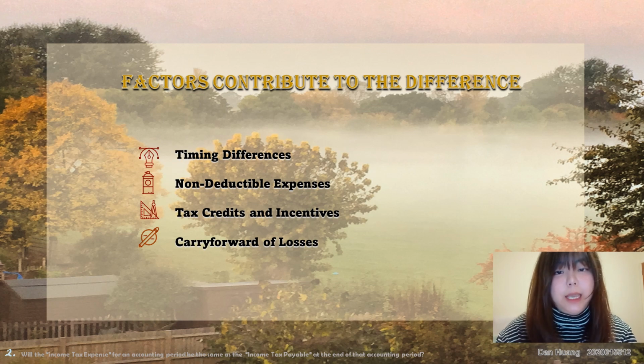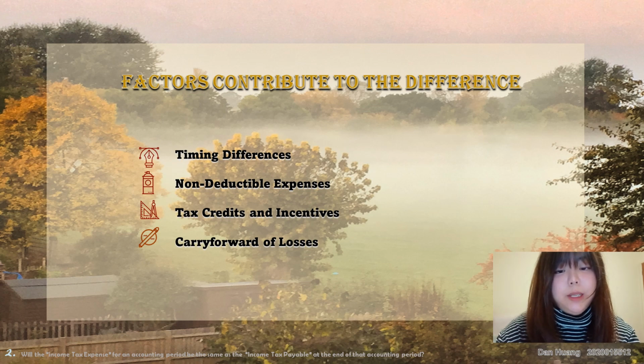A company might have earned revenue in one accounting period, but it is taxable in a subsequent period due to differing recognition rules. Secondly, non-deductible expenses. Certain expenses incurred by a company may not be tax deductible, for example, fines and penalties.